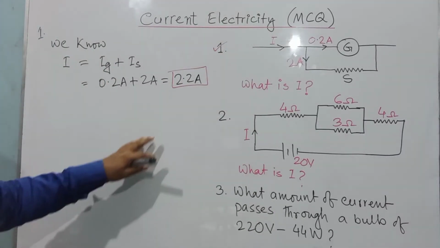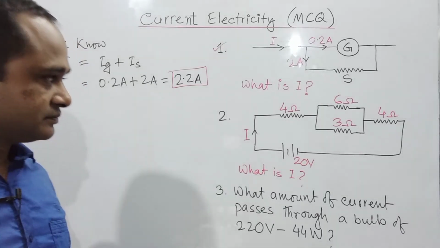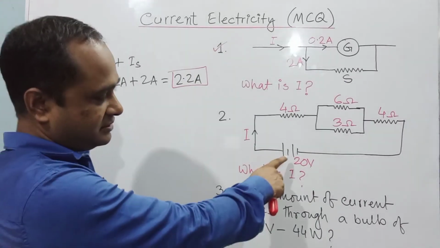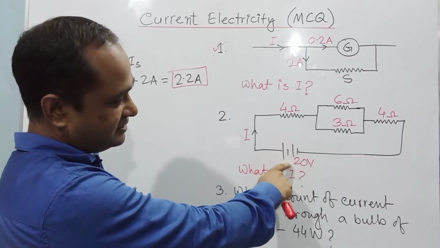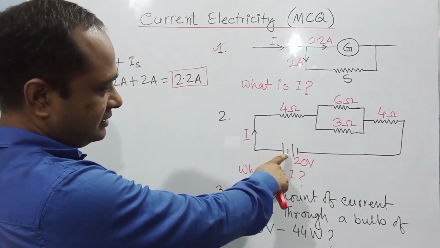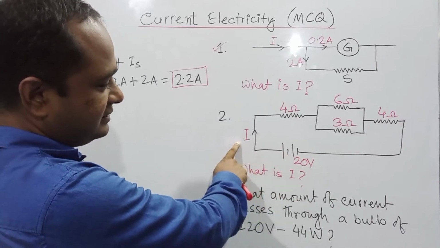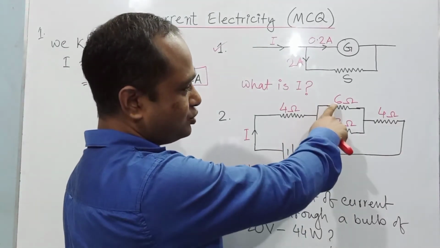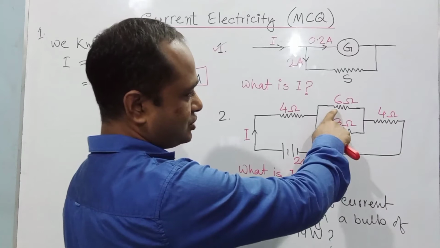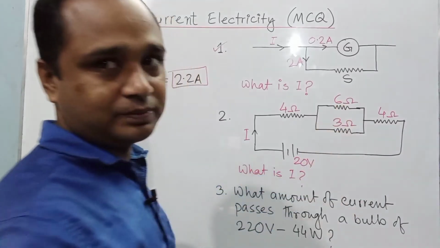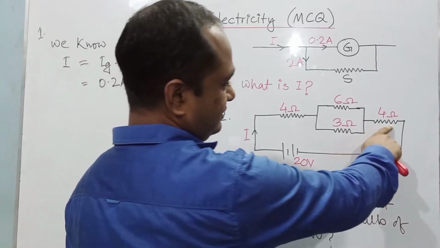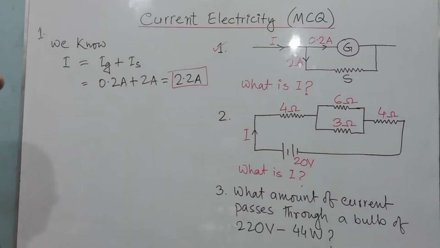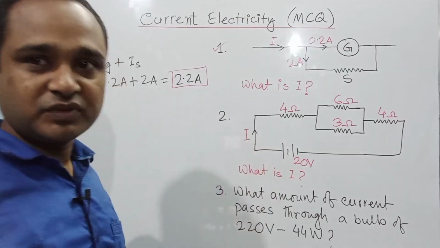In the second question, there is also a circuit diagram. Here this is a source of electric current, and the EMF of this source is 20 volt. The current due to the source is I, which passes through a 4 ohm resistance and is split into two parts in a parallel combination. The two resistances, 6 ohm and 3 ohm, are connected in parallel, then a 4 ohm resistance is connected. From this figure we have to calculate the value of I, the main current.